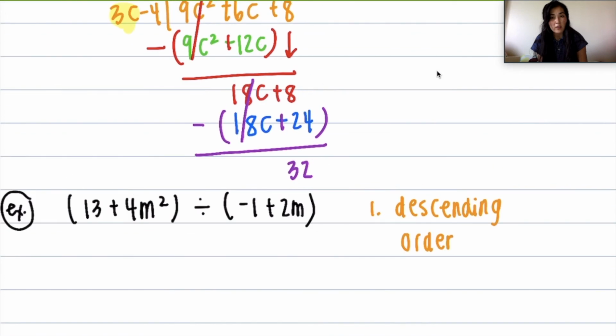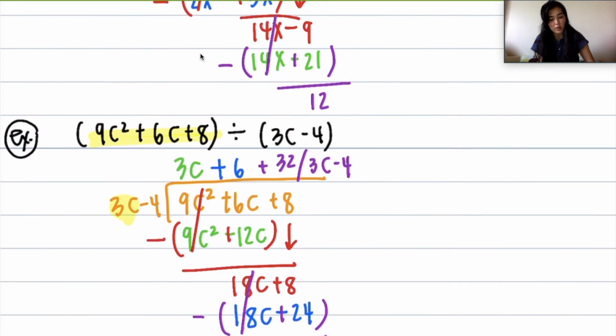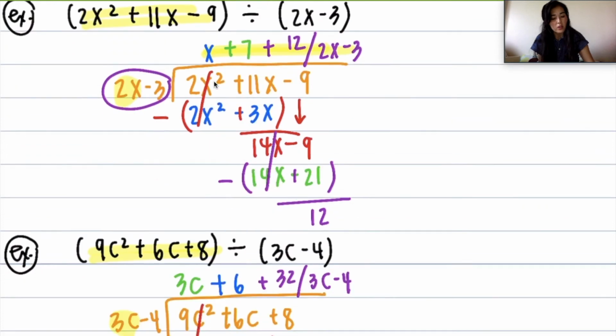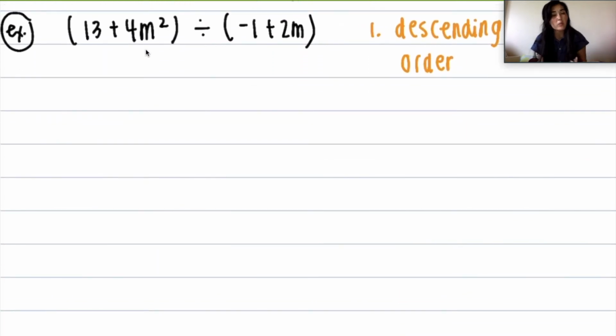What you might not have noticed, but all of our problems are already in descending order. We have that c squared, c, and then the number. X squared, x, and then the number. So in the case that you are not in descending order like this problem, you are actually going to want to rewrite that. So this problem would become 4m squared. It's a positive 13, so plus 13 divided by 2m minus 1.